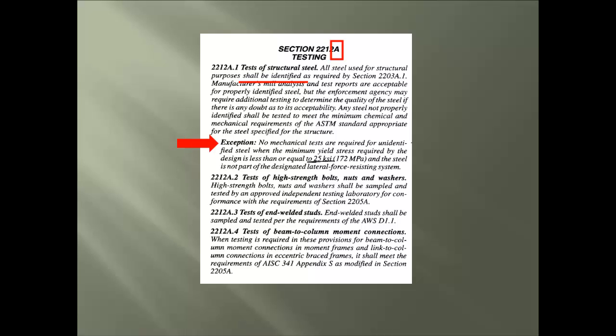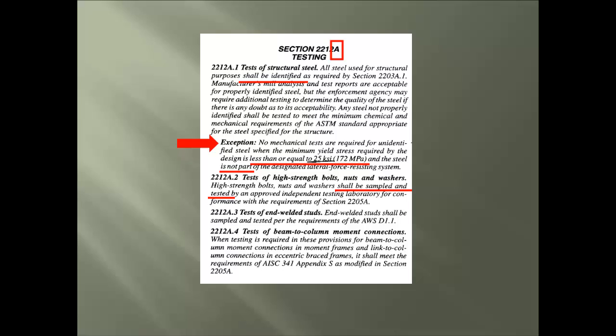Here we see another exception, and remember the major rule: slow down and read it fully. As we review this exception, it states that no testing is required for unidentified steel when the yield strength is less than 25 KSI and it's not part of the resisting system. Next is the section that covers high-strength bolts, nuts, and washers, where it states that these shall be sampled and tested by an approved independent testing laboratory.